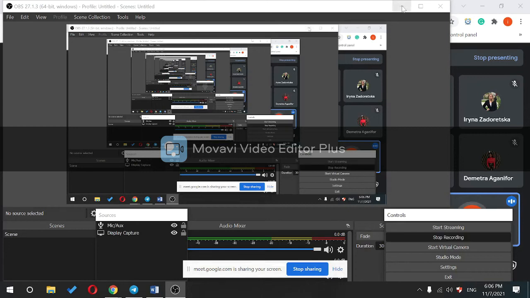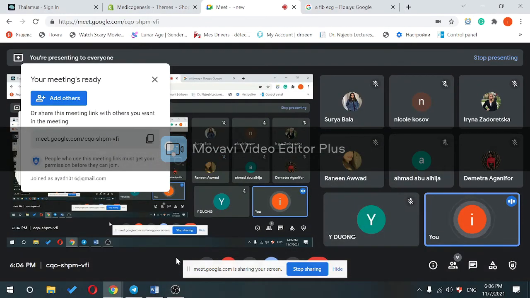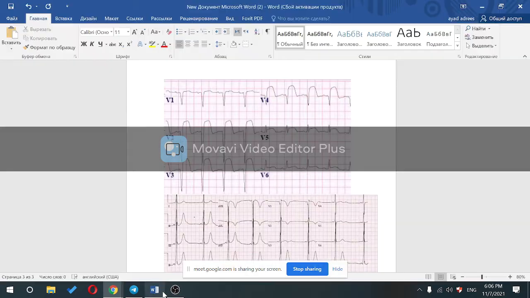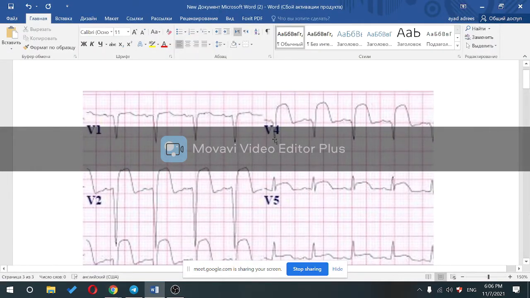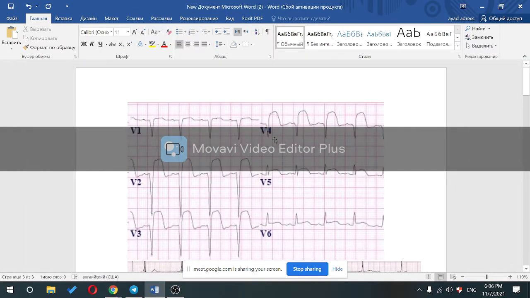It was like the algorithm of how to deal with the ECG. What was the first step we do when we have an ECG in front of us? What was the first step?